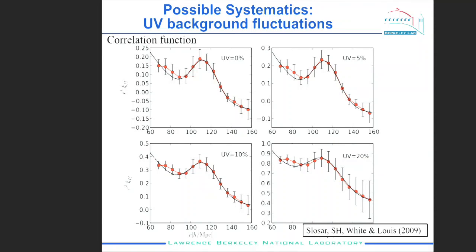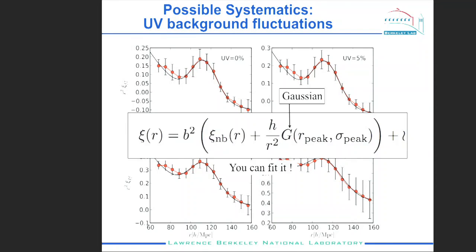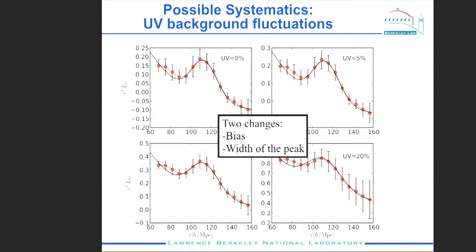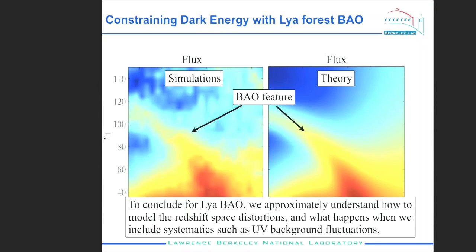You can see that the UV background fluctuations do affect the result, and we can actually model this whole thing. We figured out how to model this, because you want to remove it properly and only get the BAO part. The two changes are that the bias is changing, and the width of the peak is broadened. You can see this is much wider. So you don't really want a lot of UV background fluctuations because of that. So that's one way to do BAO.